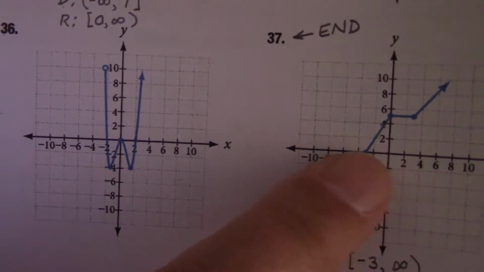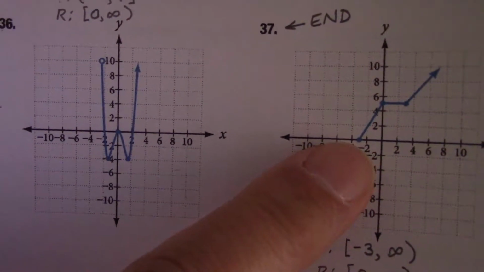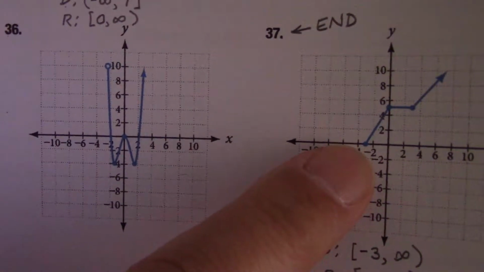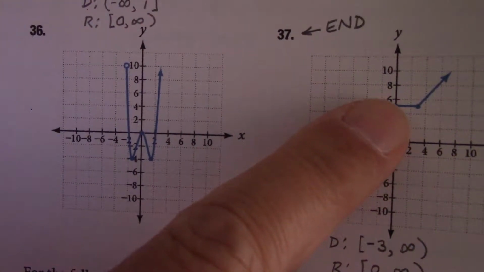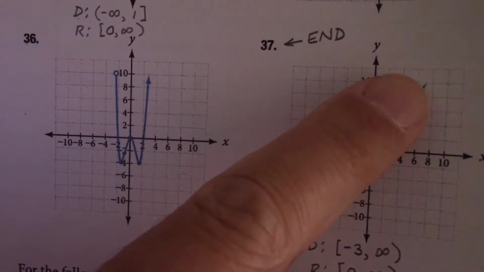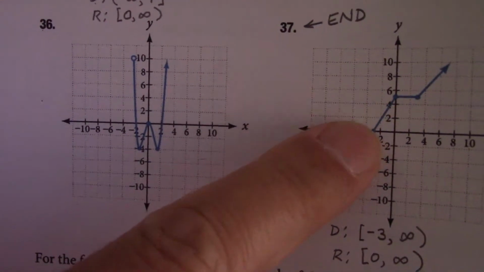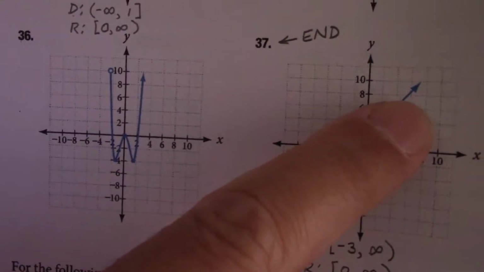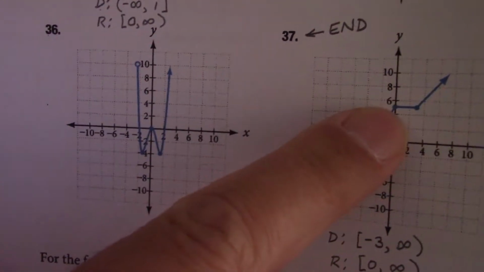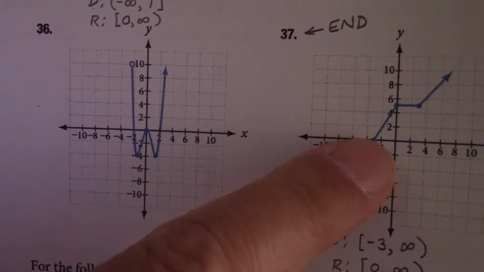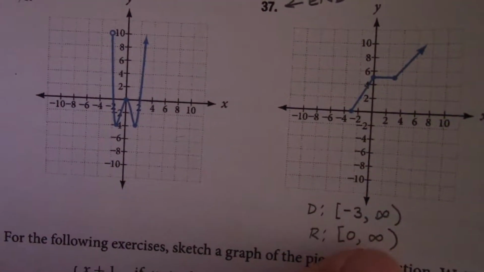And then for the range, the y values start at y equals 0 here, and they go up, up, up, don't they? The y values just keep going up because of that arrow. So it starts at y equals 0, goes to infinity, and that's your range.